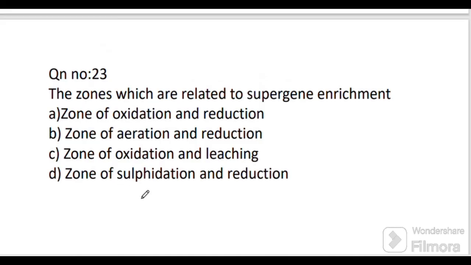Next question. The zone which is related to supergene enrichment. Zone of oxidation reduction, zone of aeration reduction, zone of oxidation leaching, zone of sulfidation and reduction. Okay, the answer is zone of oxidation leaching. The supergene enrichment is formed in between the zone of oxidation and leaching. Okay, option C, zone of oxidation and leaching.